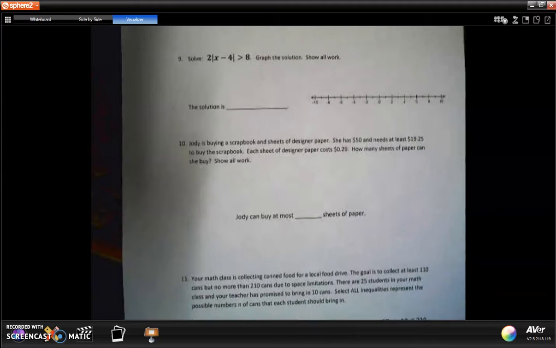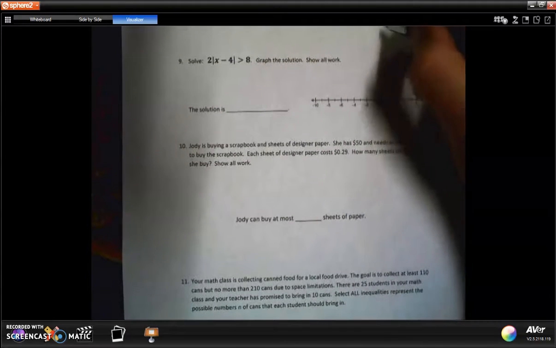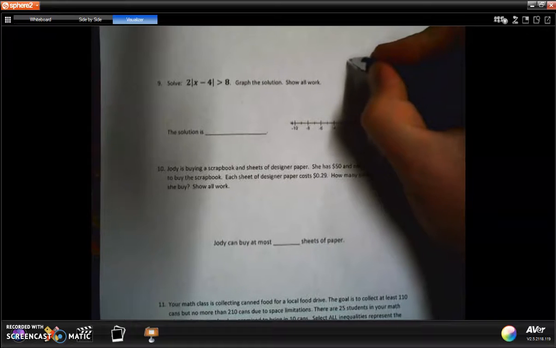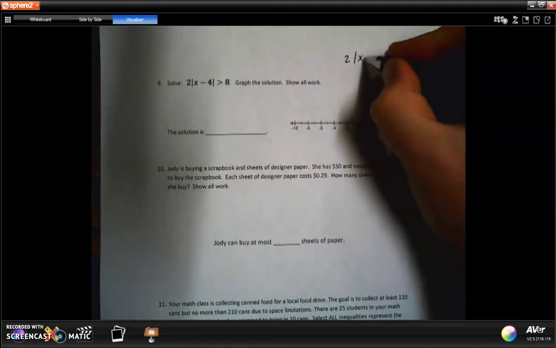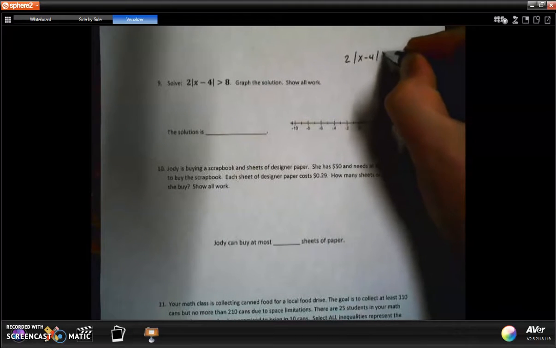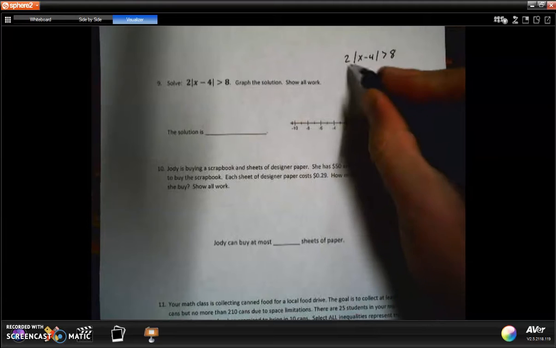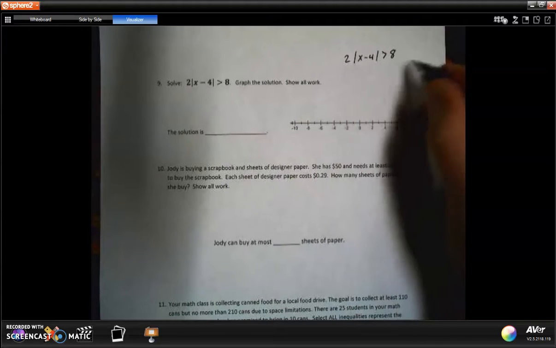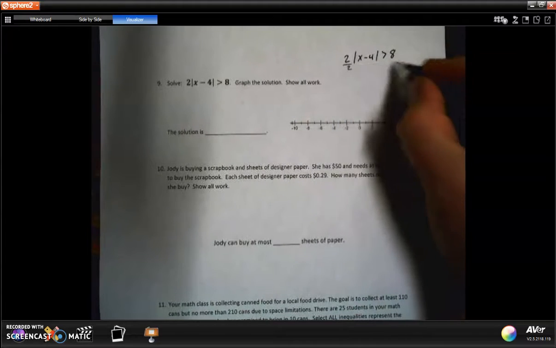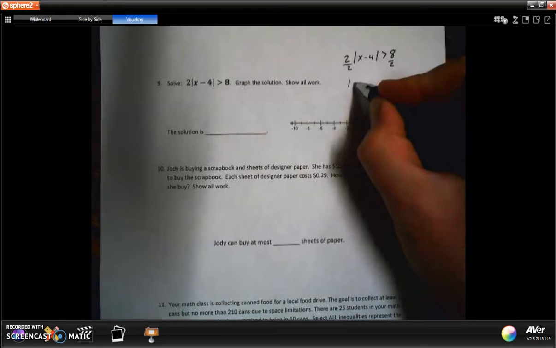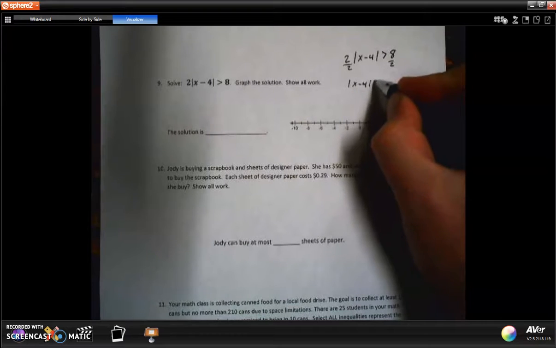Number 9, 2 times the absolute value of x minus 4 is greater than 8. So I'm going to write it over here. 2|x - 4| > 8. First off, I've got to get rid of this times 2. I've got to undo it, so I divide both sides by 2. And I get |x - 4| > 4.